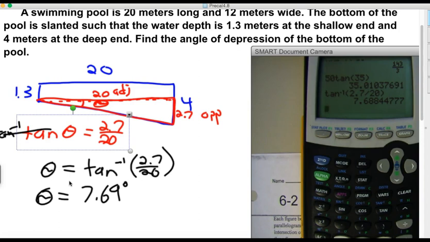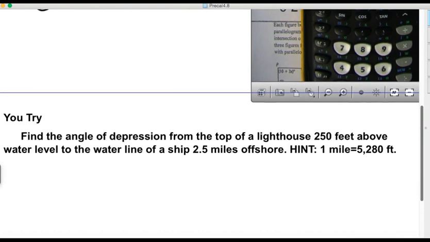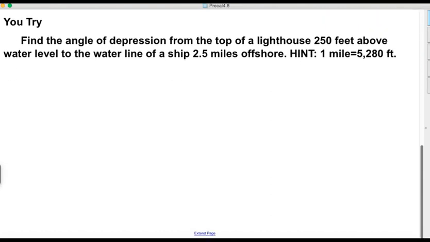All right, so let's go ahead and practice this next problem. It should be one where you have to find the angle. Notice there's a hint right here, so don't forget that hint. Give it a try, let me know if you need help.